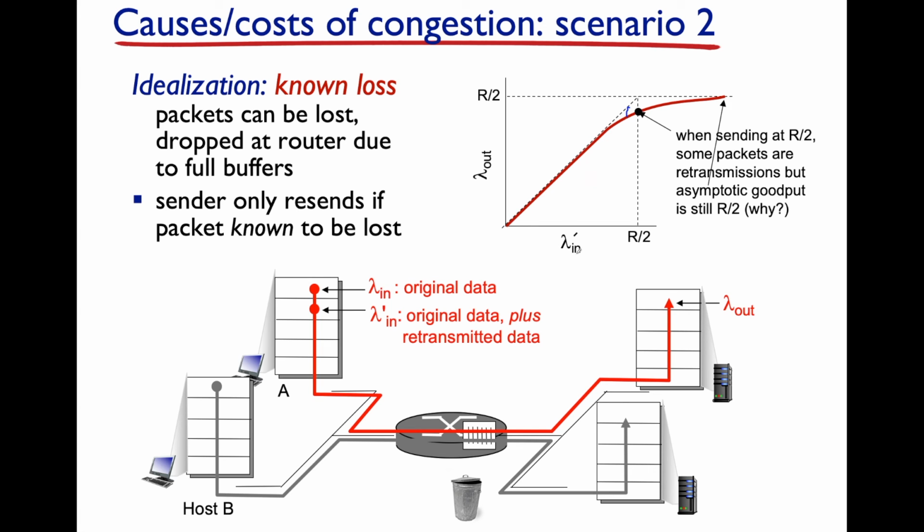Now, certainly, end to end, you're going to get less bandwidth because that lambda in prime includes the original data from the application layer plus the retransmits due to packet loss. And so that means as you approach R over 2, your perceived output is going to decrease, and that gap is due to the retransmits.